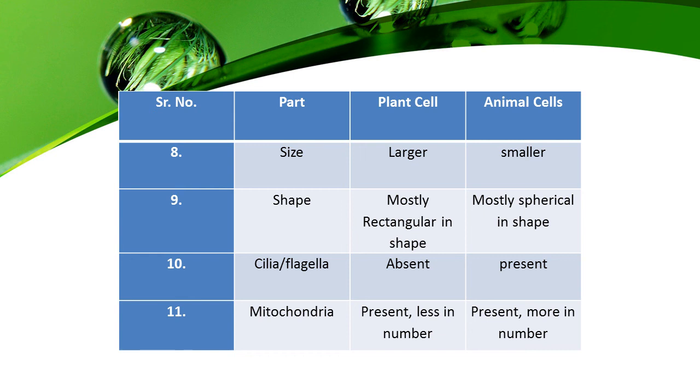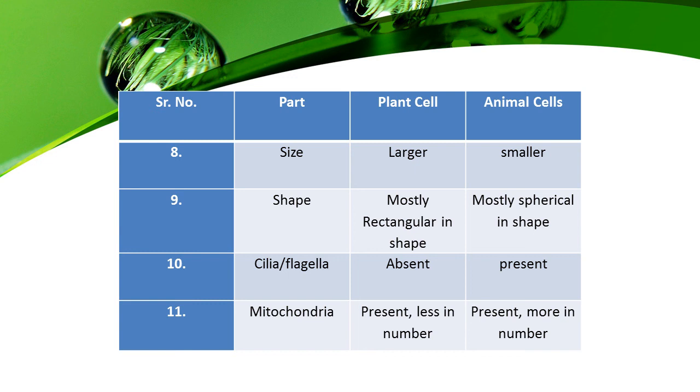Next point of difference or comparison you can say is mitochondria. Actually, this is not a differentiating point, you can say it is a similarity. Mitochondria are present both in plant as well as in animal cells. They serve the same function, they are the powerhouses of the cells. Inside the mitochondria, energy is created due to oxidation of glucose, right? But the difference lies in their number. In plant cells, comparatively fewer mitochondria are present. And of course, in animal cells, more mitochondria are present as compared to plant cells.